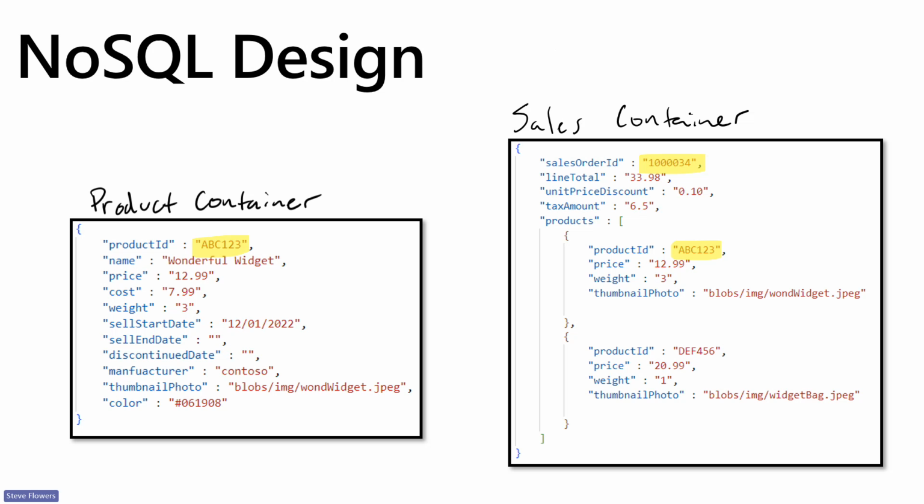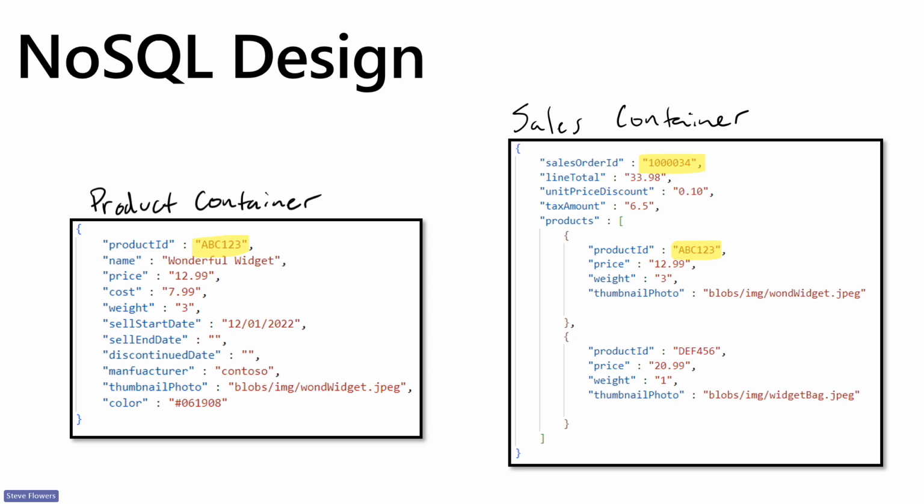It needs a total. They need to know exactly how much they're going to pay. They need to know if there's a discount that's been applied or what the tax is going to be and the products that are there. Well, in the NoSQL world, we want to design our data based on the access pattern of the application. So what does that cart need to access?